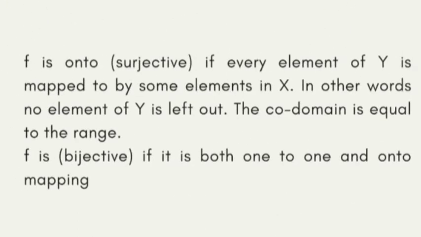f is an onto or surjective mapping if every element of Y is mapped to by some element in X. In other words, no element of Y is left out. In this case, the codomain is equal to the range. f is bijective if it is both one-to-one and onto. This means the combination of one-to-one and onto mapping is called bijective mapping.